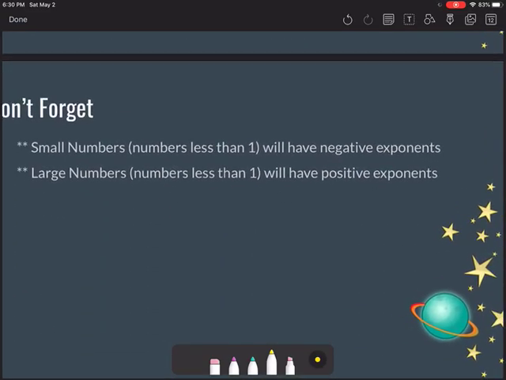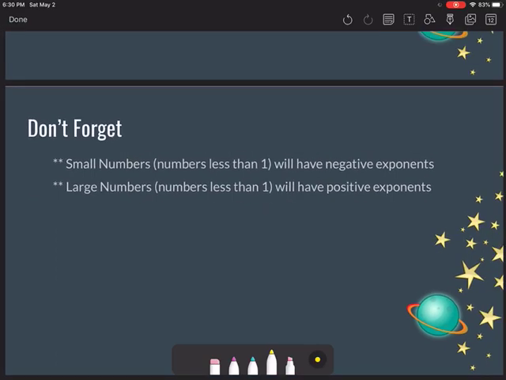Alrighty. Little reminder here, don't forget that small numbers, numbers that are less than 1, will have negative exponents in scientific notation. And large numbers, there's a little typo here, numbers greater than 10 will end up with positive exponents.